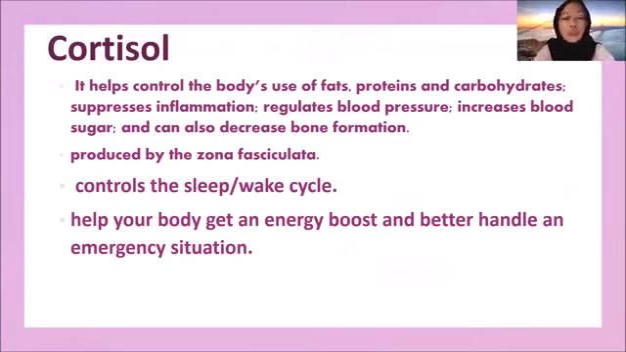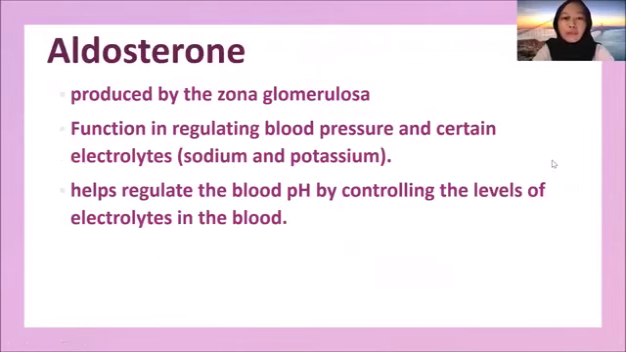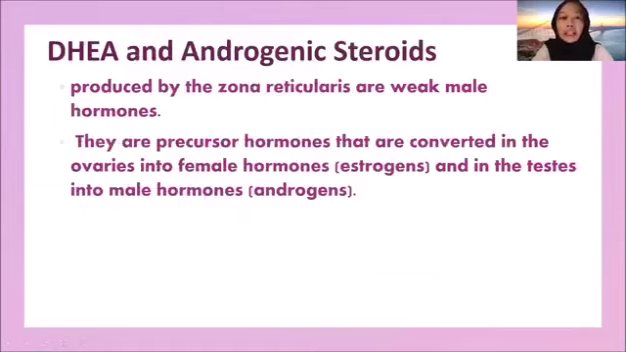Produced by zona fasciculata, and also control the sleep and wake cycle. The second one is aldosterone, which is produced by zona glomerulosa and functions in regulating blood pressure and certain electrolytes like sodium and potassium in our body. It also regulates the blood pH by controlling the levels of electrolytes in our blood. The last one is DHEA and androgenic steroids, produced by zona reticularis and are weak male hormones.